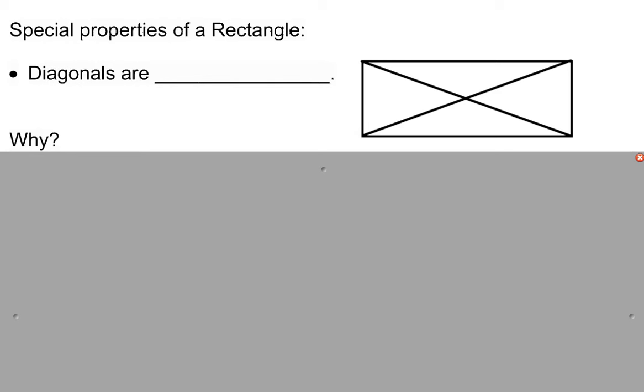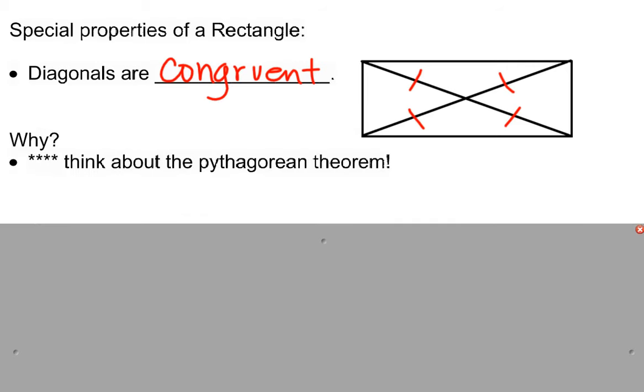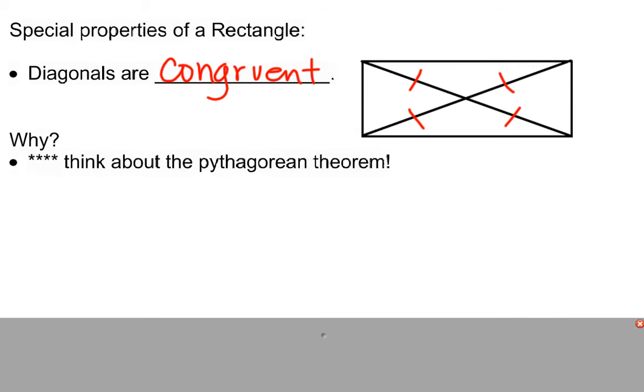Now, in addition to those parallelogram properties, rectangles have an additional special property. The diagonals are going to be congruent to each other. Now we know that they're bisected because a rectangle is a parallelogram, but they are also going to be congruent to each other. So we want to think about why that is true. Well, think about the Pythagorean theorem. Think about this as a right angle. This is a right angle, this is a right angle, and this is a right angle.